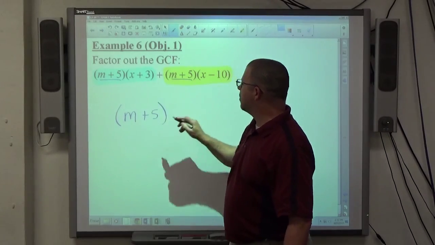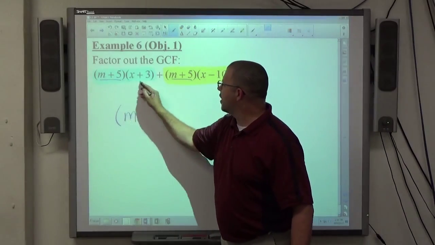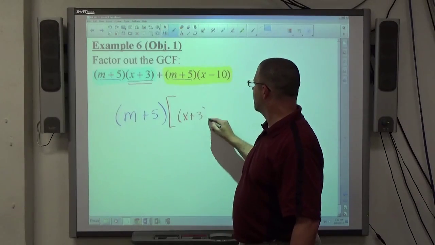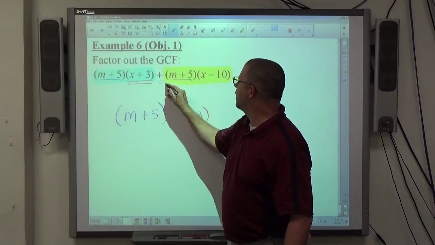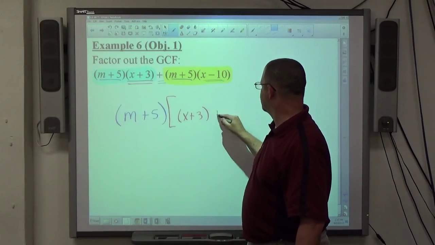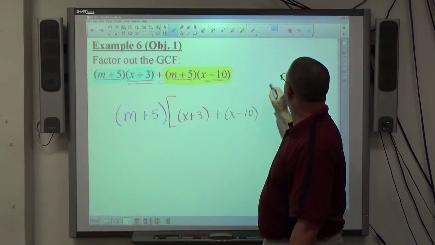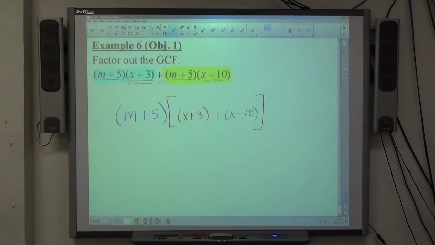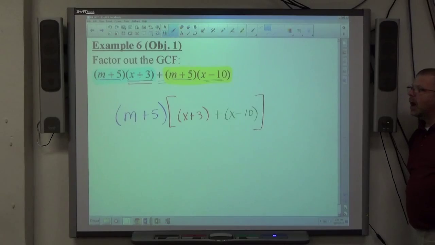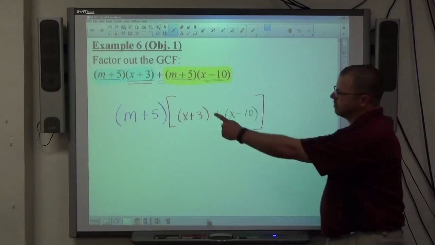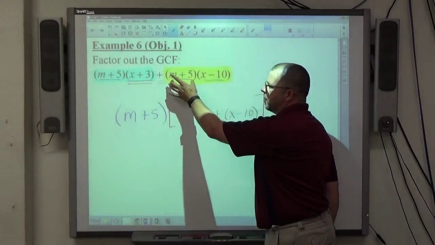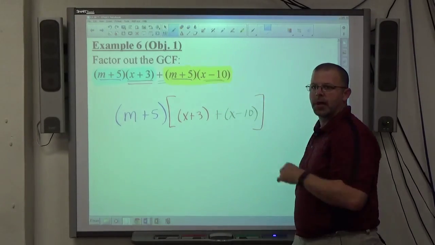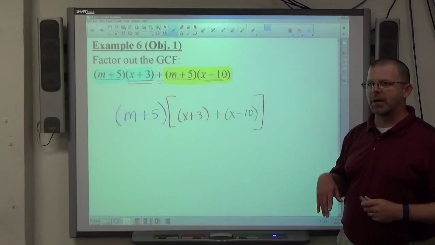So I can extract an m + 5. The first object is left with an x + 3. And the second object, it says plus, and it's x - 10. The parentheses are there for effect, they're not required. So if you didn't put the parentheses, that's fine. If it said minus here, if this was minus (m + 5)(x - 10), and this became a minus sign, now you're distributing a minus through it, it matters a little more. The plus sign doesn't matter as much.